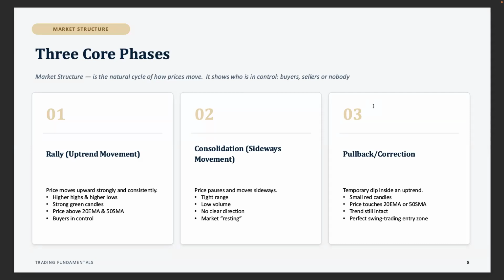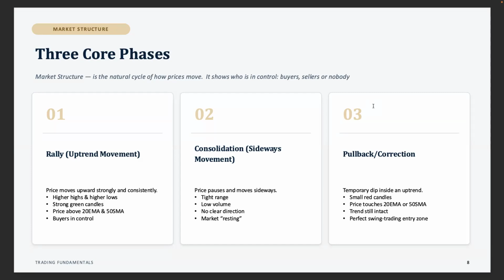So when you pick any stock and you look at its chart, there are three phases that you will see on any stock chart. You're going to see rally. Rally is the upward movement of the price. That's the uptrend movement of the price.